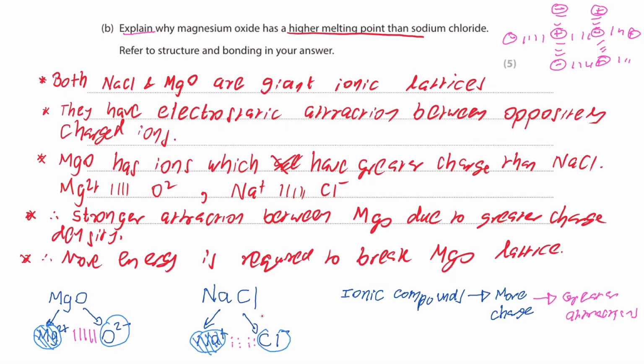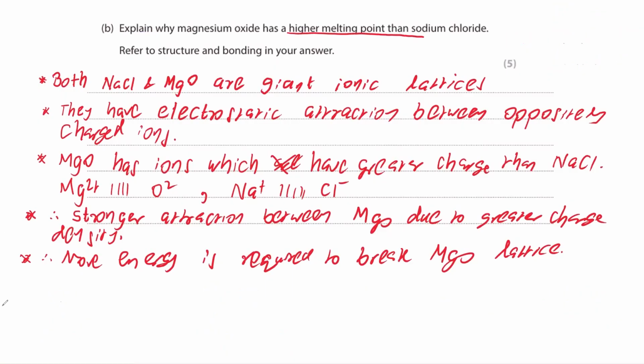We wrote 5 points explaining the structure and their ion charges and the attraction between them, and then we said that they need more energy to separate magnesium and oxide ions from the magnesium oxide lattice. Right.